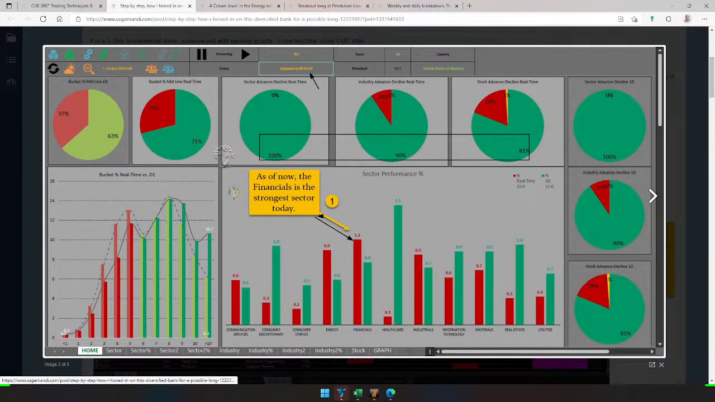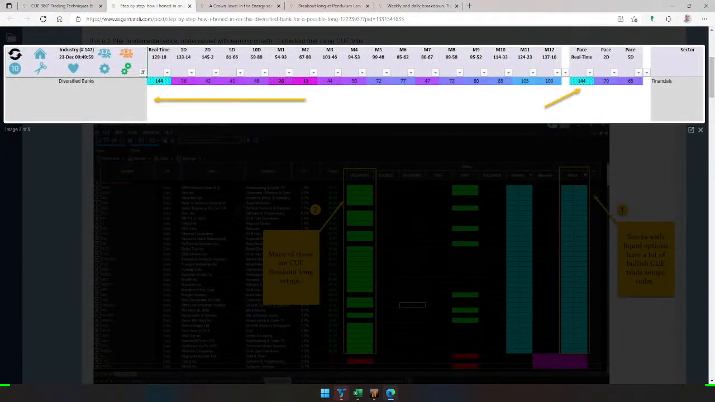This was 9:52 a.m. Eastern Standard Time. The strongest sector on that day in real time, all 11 sectors were up, but the strongest one was financials. So many breakouts, financials was the strongest. Then I found the diversified banks industry, which was relatively very weak earlier, and then it was not only one of the strongest industries at that time on that day, 10 a.m., but it was also one of the most accelerating industries. So I wanted to buy some diversified bank.